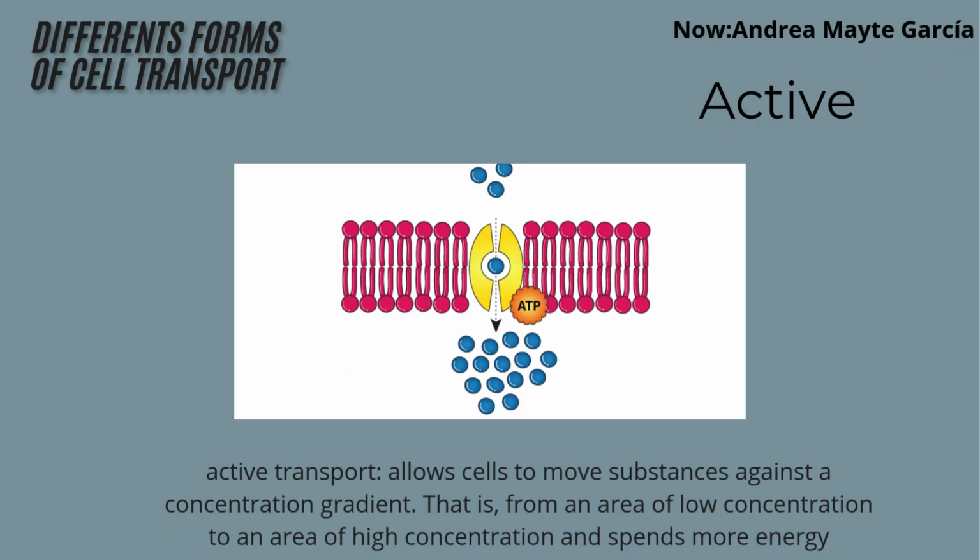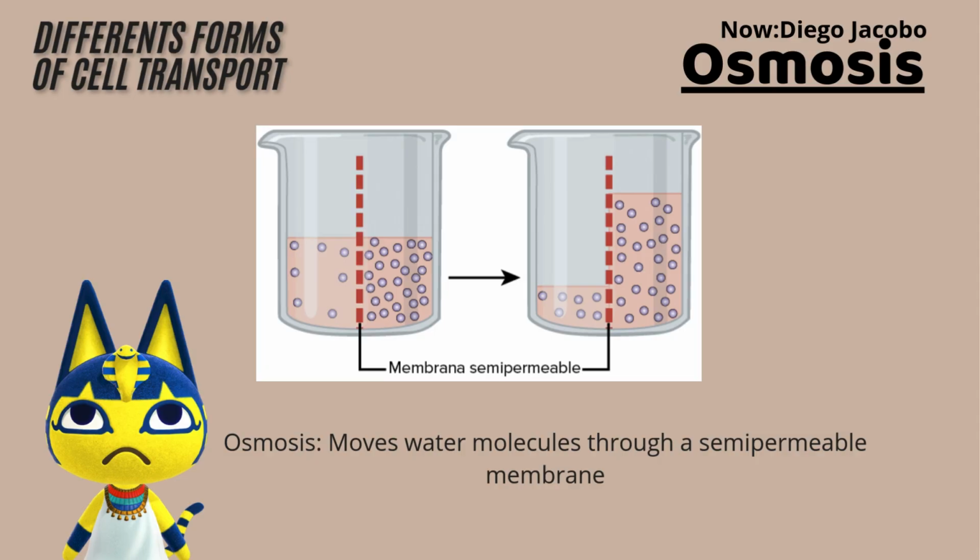Active transport allows cells to move substances against the concentration gradient, that is, from an area of low concentration to an area of high concentration, and it spends more energy. Osmosis. Osmosis moves water molecules through a semi-permeable membrane.